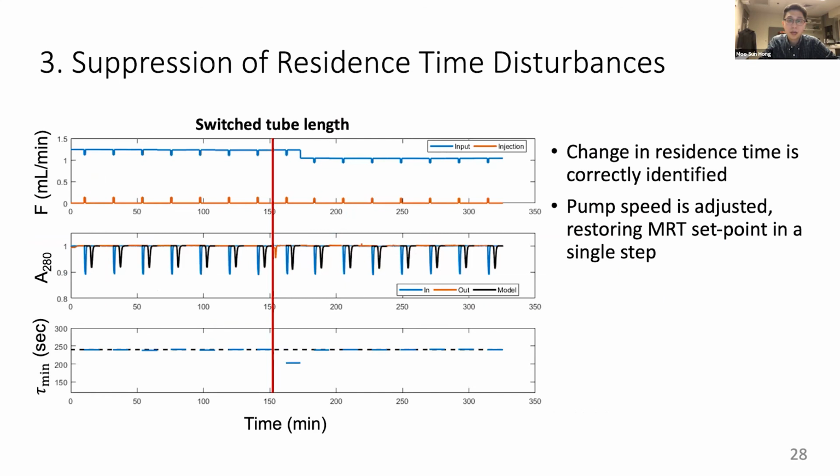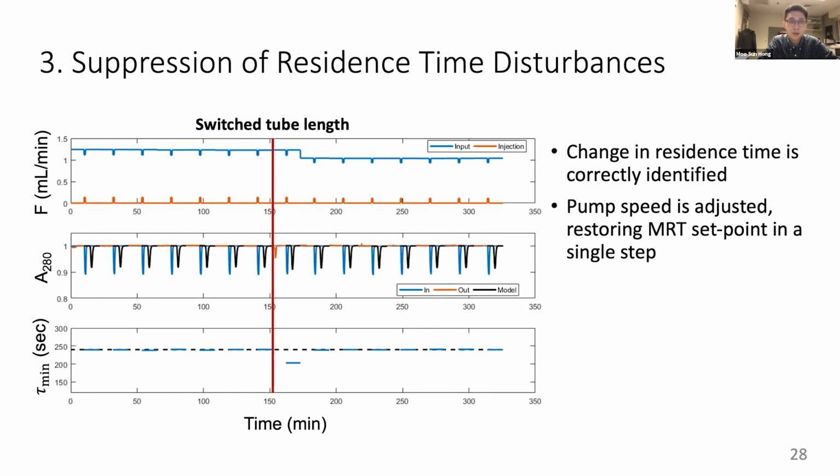And the plots on this slide show experimental results for disturbance rejection of the minimum residence time controller. The red vertical line shows the time when the length of the tube was decreased with the tube clamps. We can see from the second plot that the model correctly predicted the output of each water injection, even after the sudden disturbance was introduced into the system.